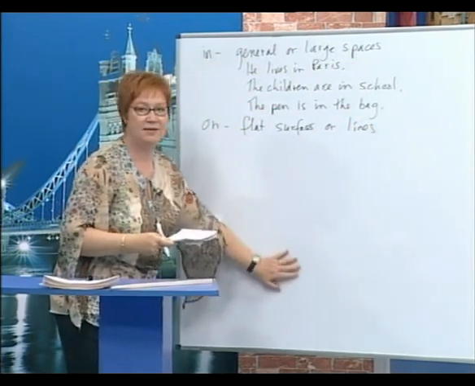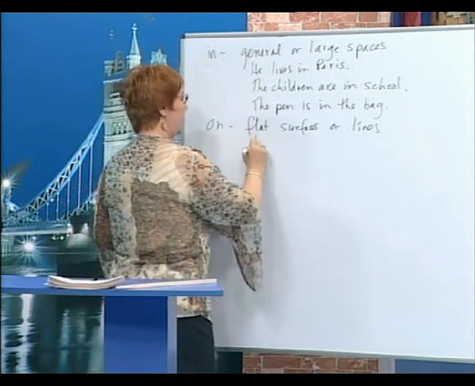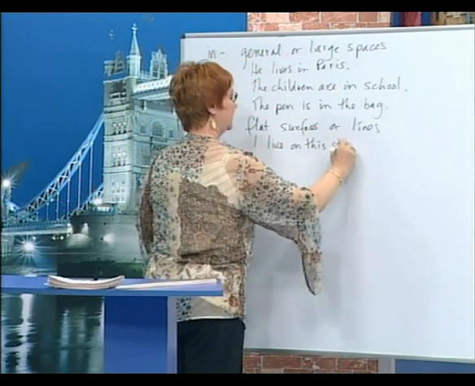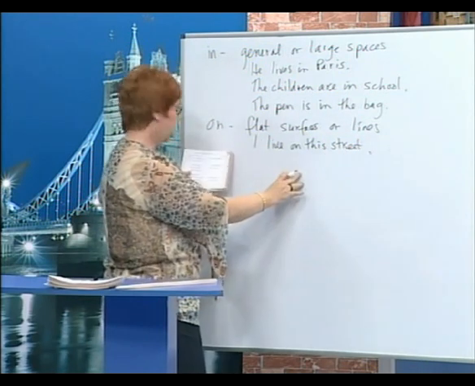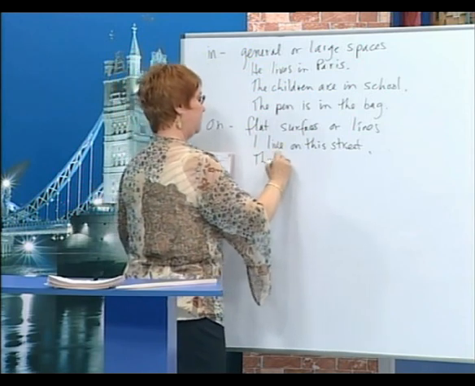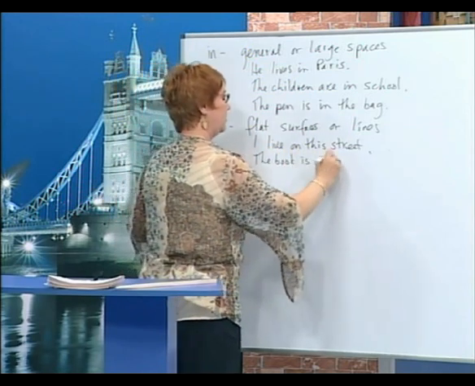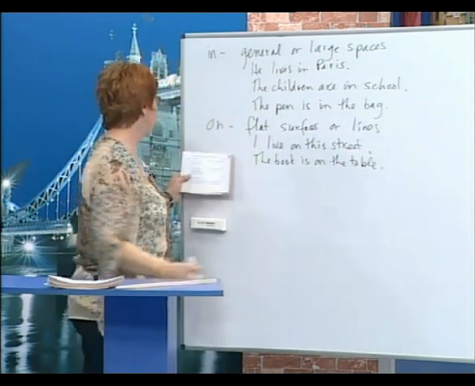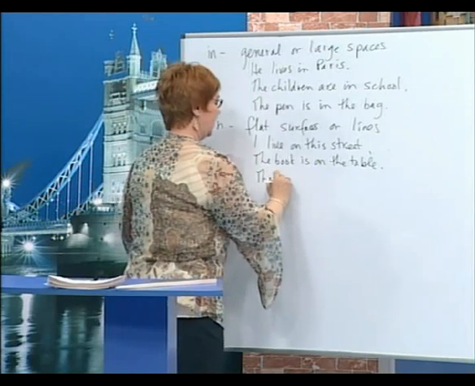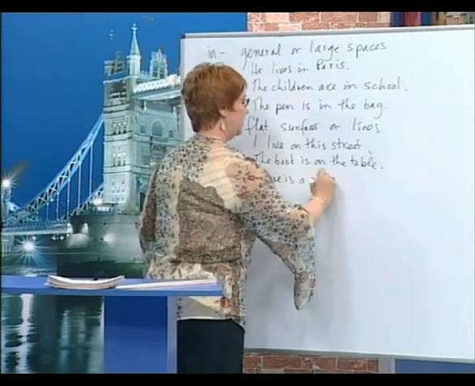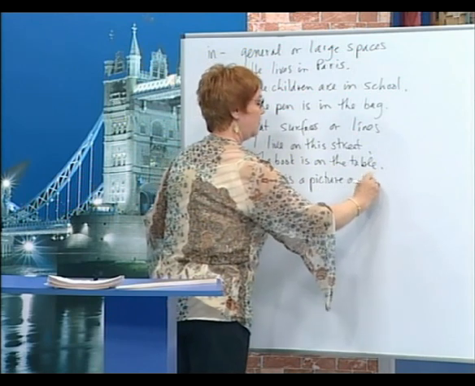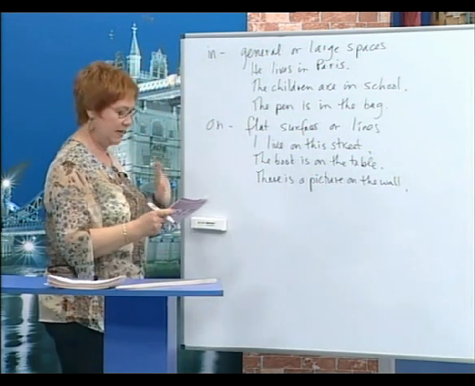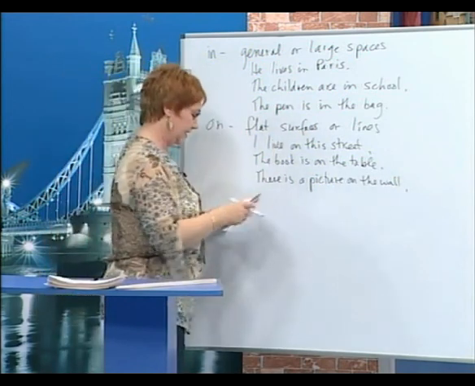Now, with on, remember, on is for flat surfaces or lines, like a street or a road. Okay, this is a flat surface. So, I live on this street. The book is on the table, and there is a picture on the wall. So these are flat surfaces or lines.